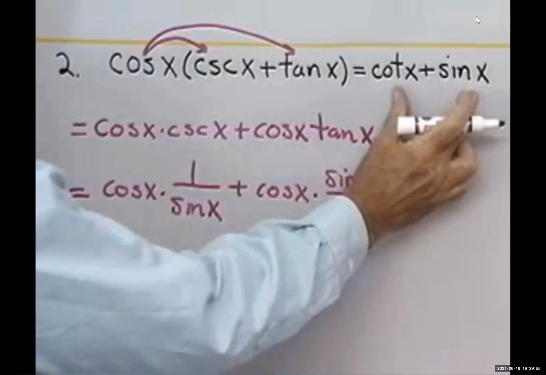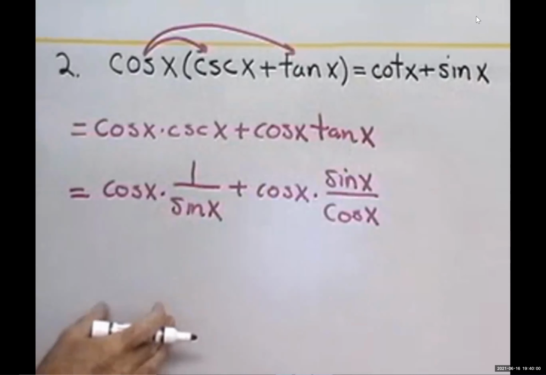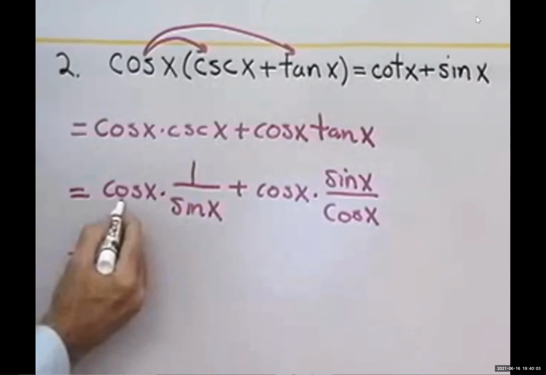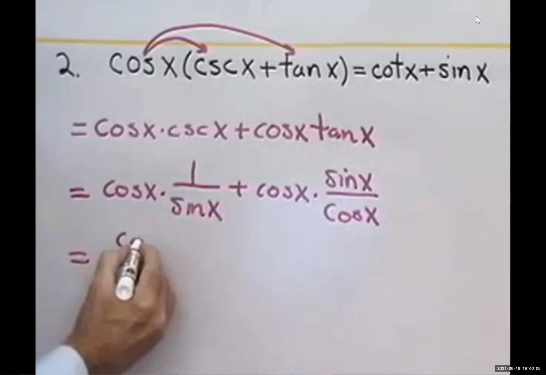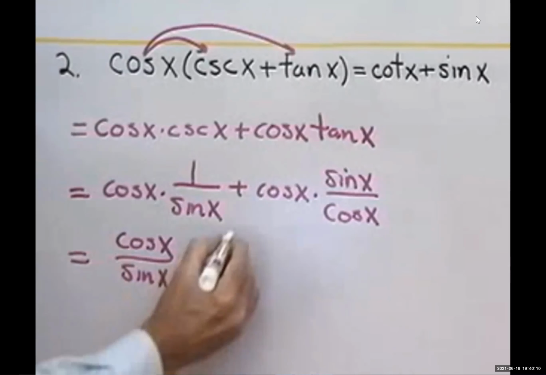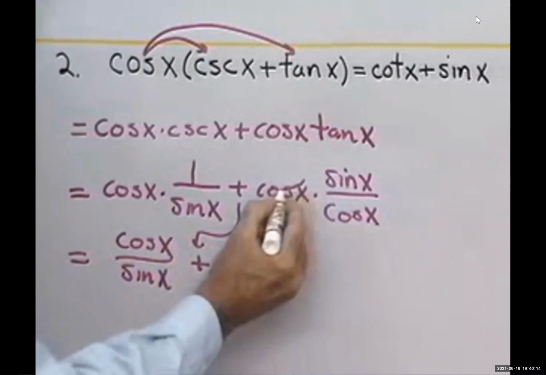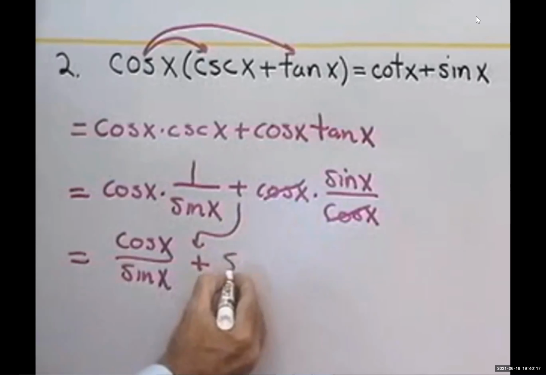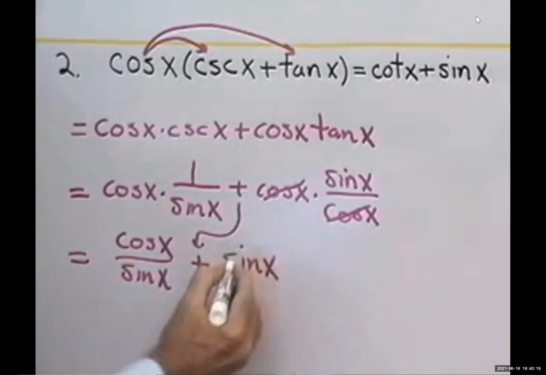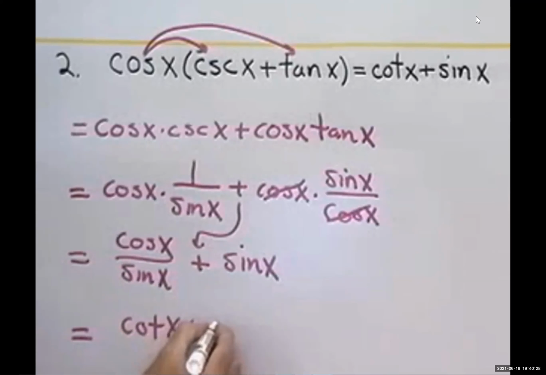Now I'm keeping an eye on this side. I want to change this side into this side. So I'm going to need a sine x and a cotangent x. I think I've got it here. Cosine x times 1 over sine x is cosine x over sine x plus, that's my plus sign here, cosine x times sine over cosine. I'll divide out that common factor of cosine and I have left sine x. And so I see I've succeeded in getting what I want here. Cosine x over sine x using my ratio identity, that's cotangent x plus sine x.